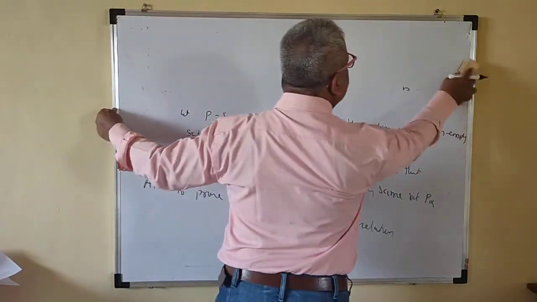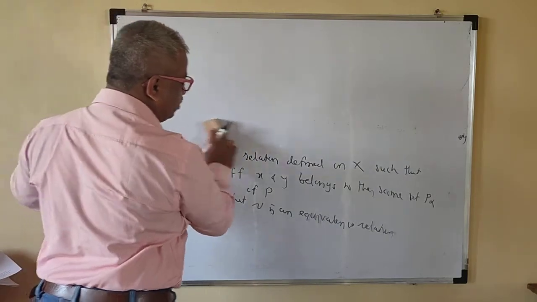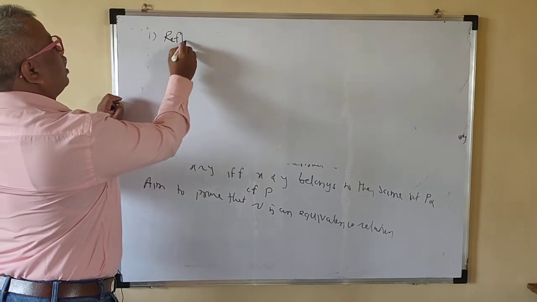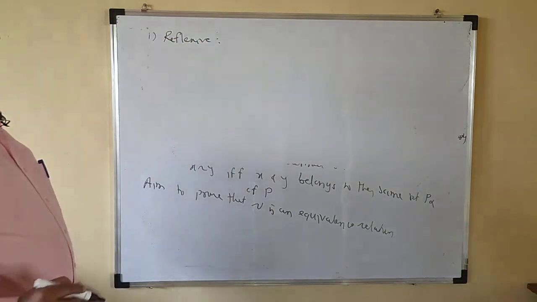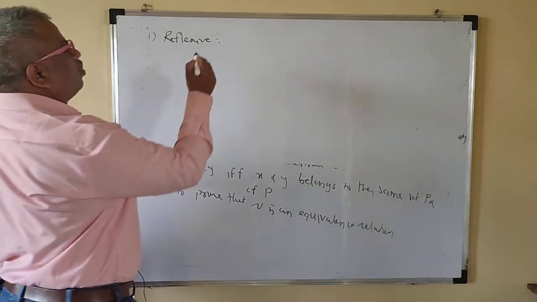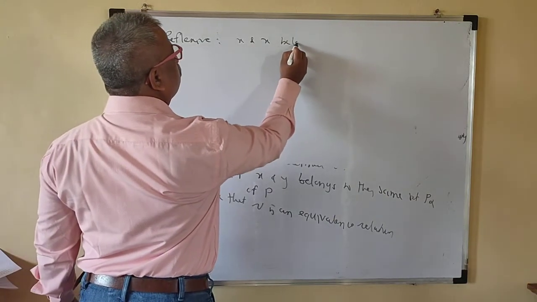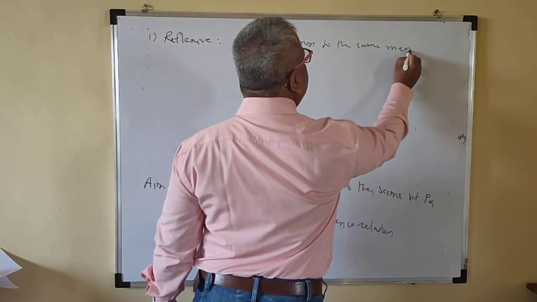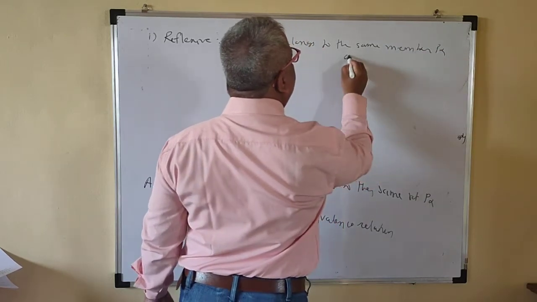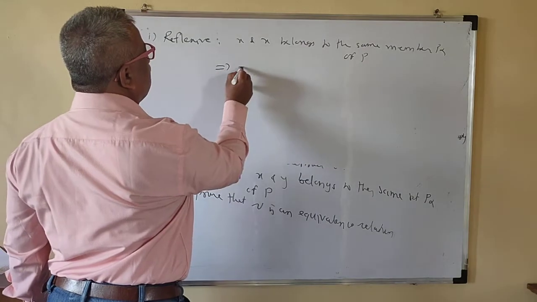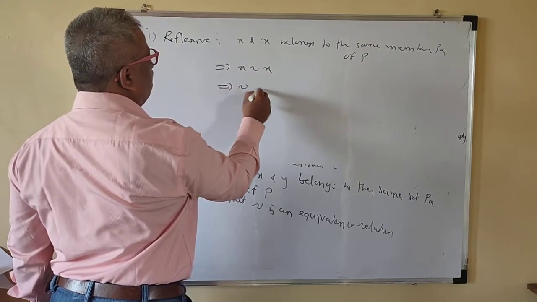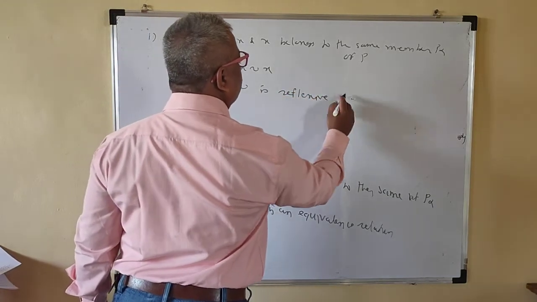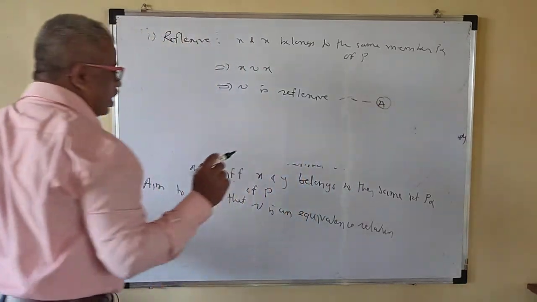So equivalence relation means what? What we have to prove? We have to prove that it is reflexive, symmetric, and transitive. First we will prove it is reflexive. Reflexive means what? X is related to X. Okay, so X and X belong to the same member P_alpha of P. So this implies that X is related to X. This implies that ~ is reflexive. I'll call this A now. Well, I have proved that it is reflexive.